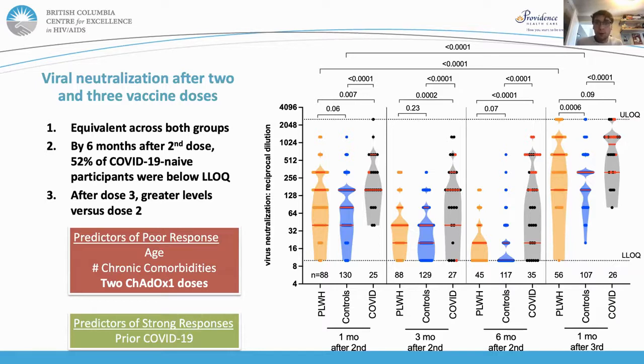When we perform a multivariable analysis, we actually see similar factors that play an important role. HIV status, again, did not correlate with neutralization ability. Instead, it was age, number of chronic comorbidities, and having received 2 AstraZeneca doses.